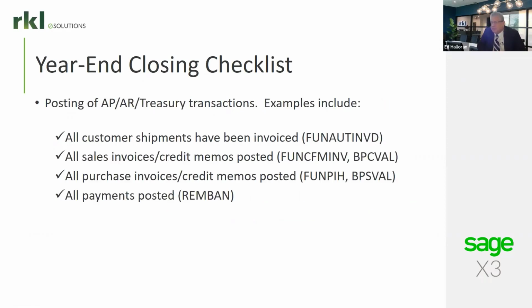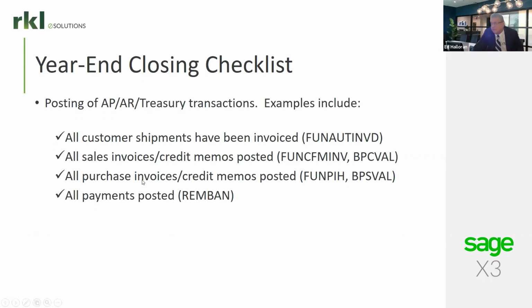So for your posting of AP, AR, and treasury type transactions, you'll want to make sure that all your customer shipments have been invoiced, and there's probably about 3 different ways that you can do that in the system. All sales invoices and credit memos have been posted, so both your sales invoices and your customer invoices have to be posted. There's 2 functions there. The first one is to post all the sales invoices that aren't posted. The second one is for the customer invoices that haven't posted.